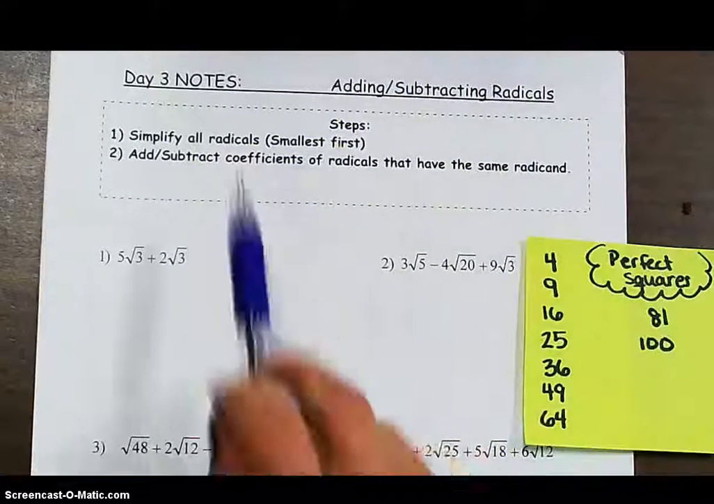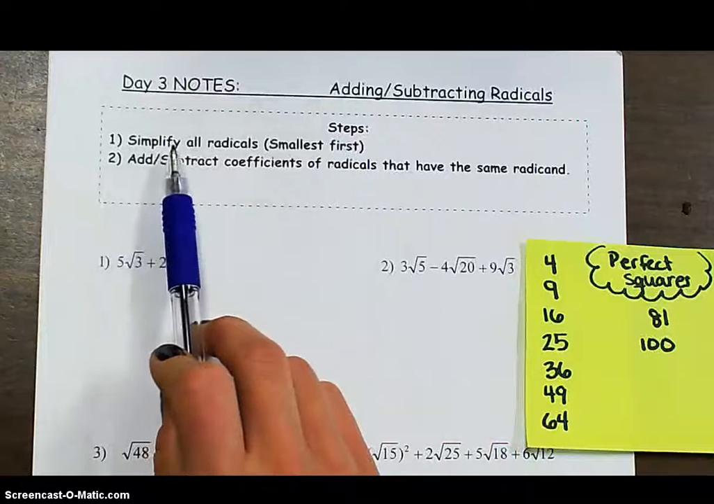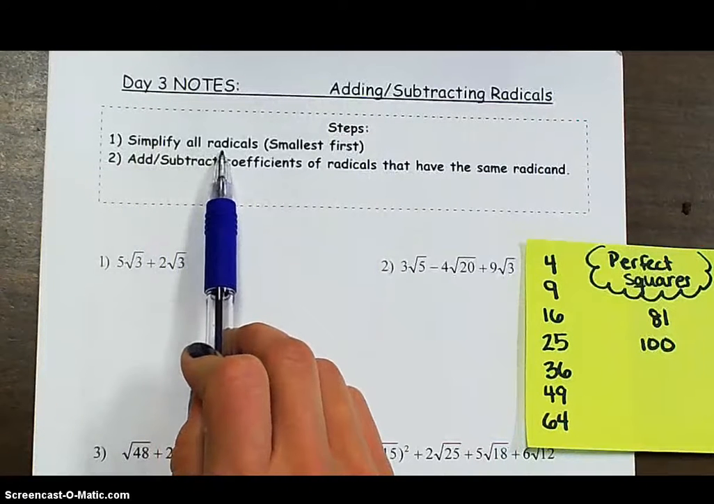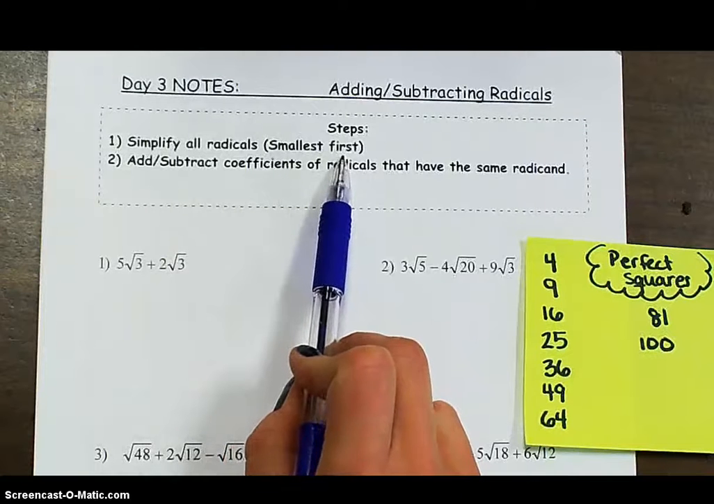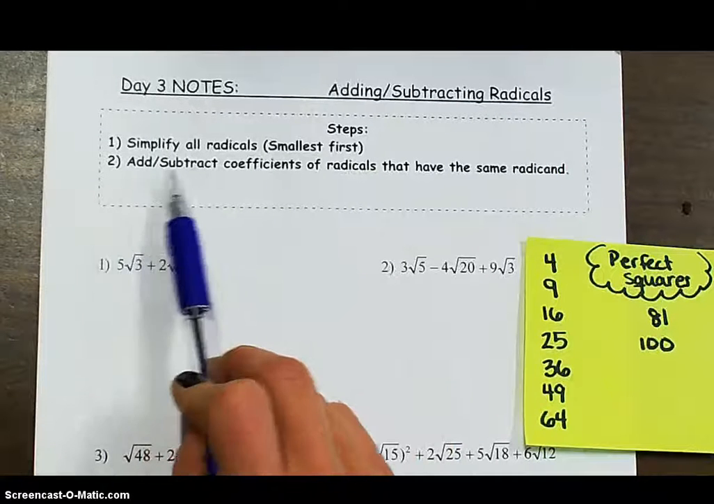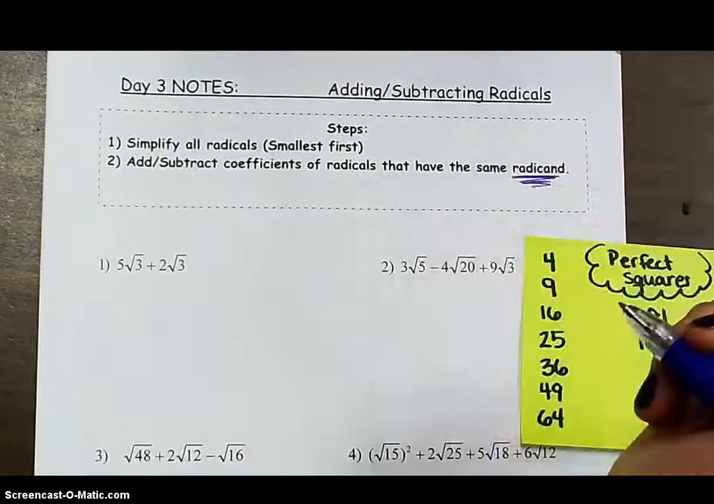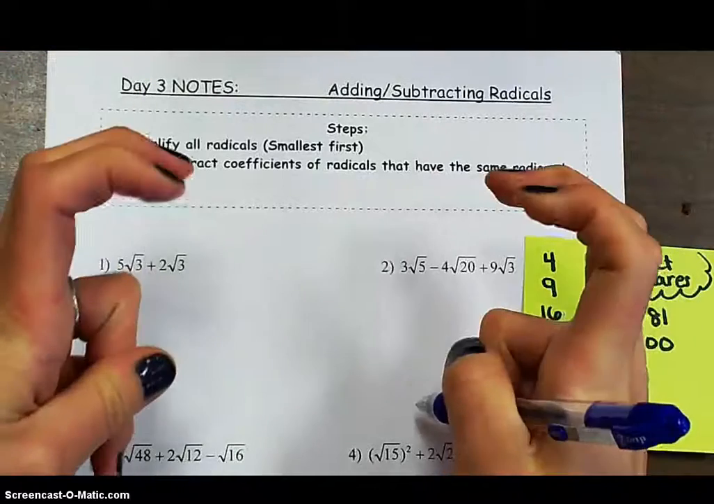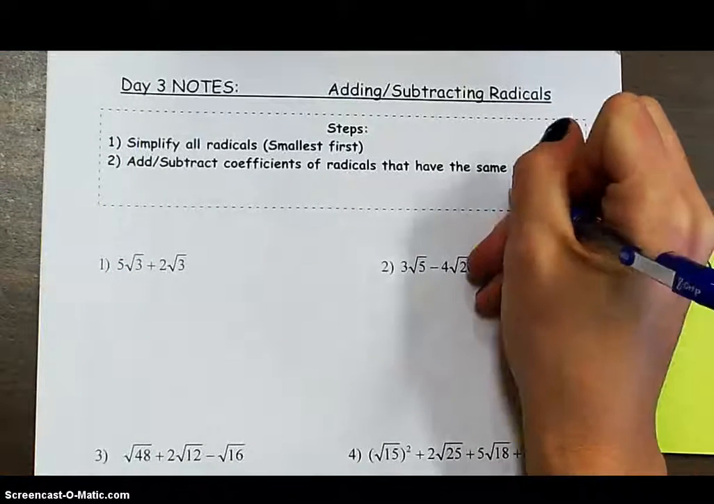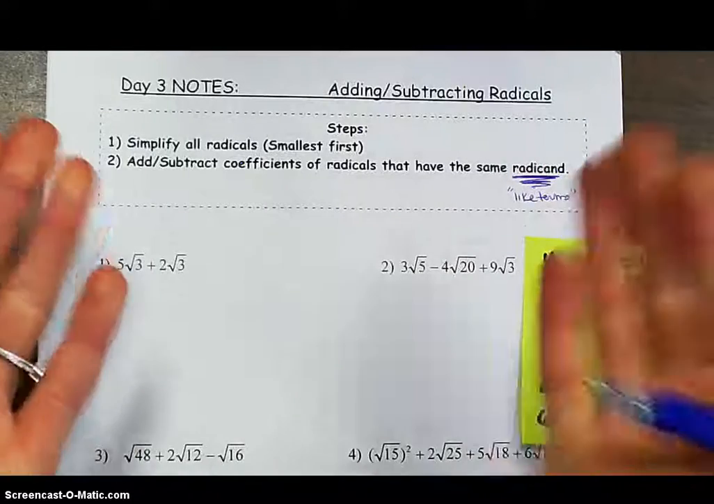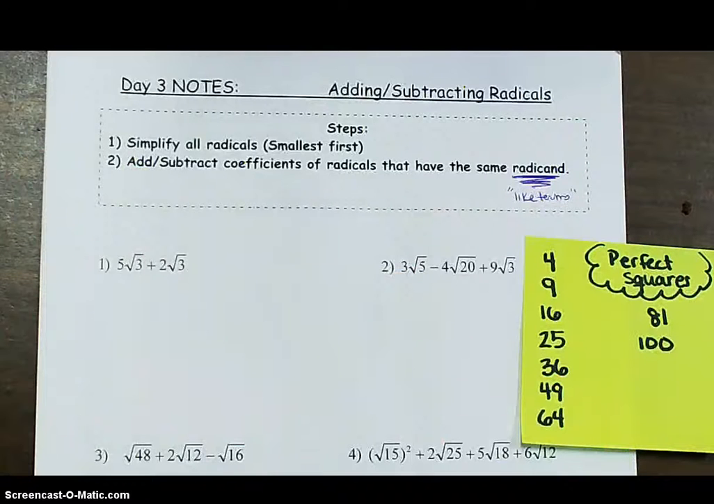So when we add and subtract our radicals, we're always going to follow these steps. Step number 1, simplify all your radicals first. Start with the smallest ones first because that will sometimes help you along. Then number 2, you're going to add and subtract coefficients of radicals that have the same radicand. We call those like terms. So in order to combine radicals, you have to have a radical 2 and a radical 2, or a radical 5 and a radical 5. That's the only way you can then combine them with addition and subtraction.